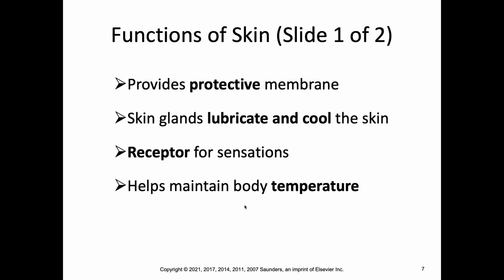What does our skin do? It provides a protective membrane. Keeps us safe, keeps all of our tissues underneath of our skin and organs and blood vessels safe. We have skin glands that lubricate and cool the skin. We have receptors for sensations to be able to feel touch, sense temperature changes, sense pain, those types of things. And it helps us maintain our body temperature through sweating.